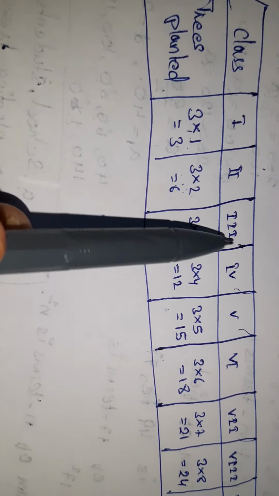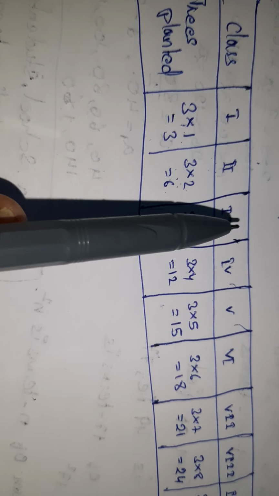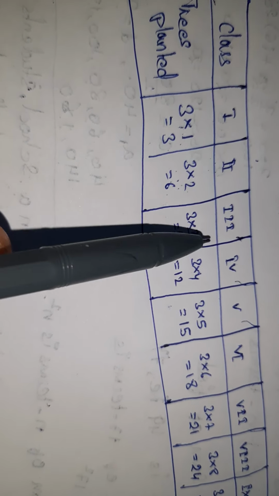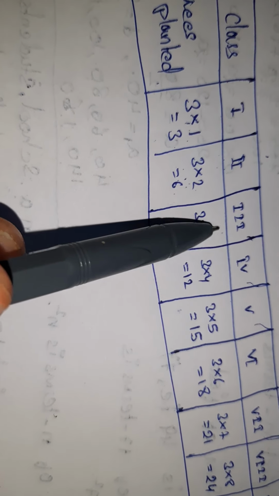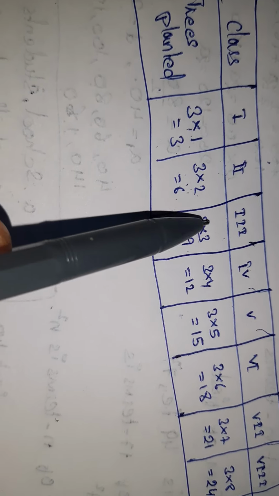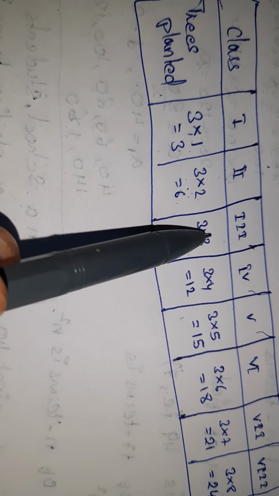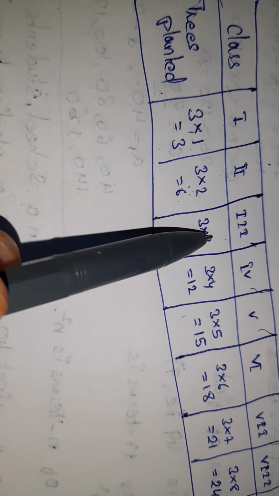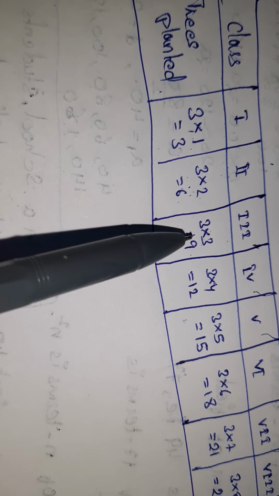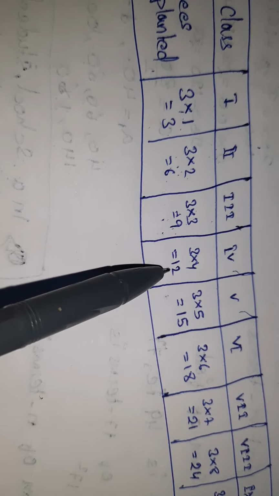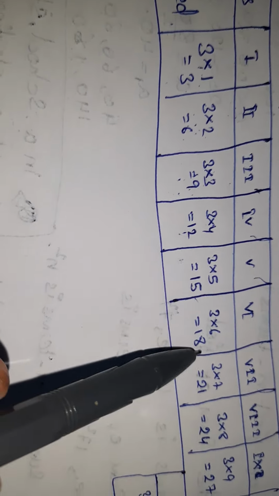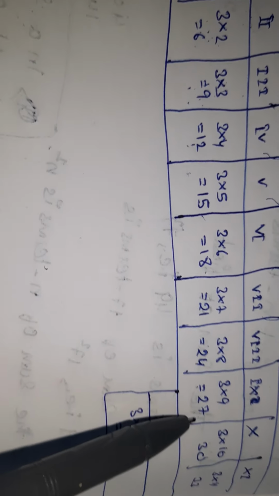And you can see if any student is studying in class 3, they will plant three trees. They have three sections and each section will plant three trees. So the total is 9. 3 into 3 is 9. Similarly, we have 12. We get 12, 15, 18, 21, 24, 27, 30, 33, and 36.